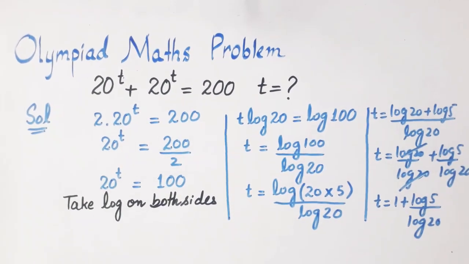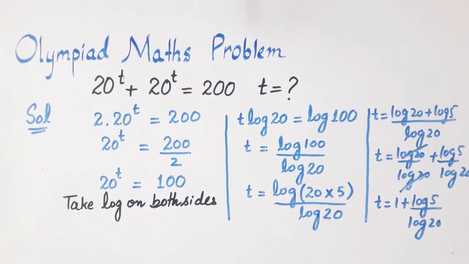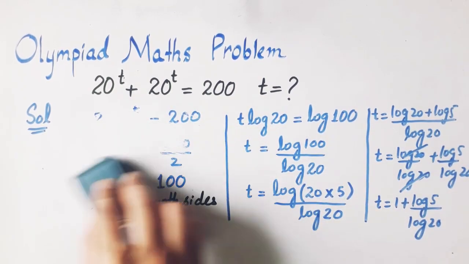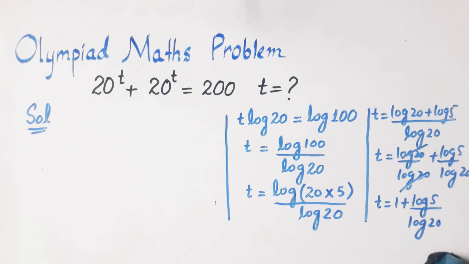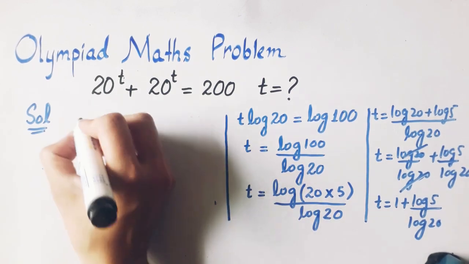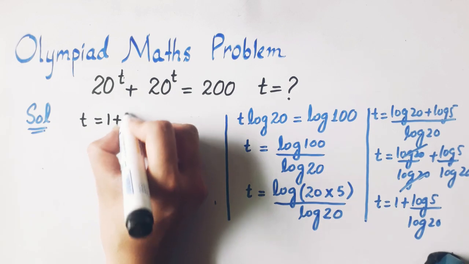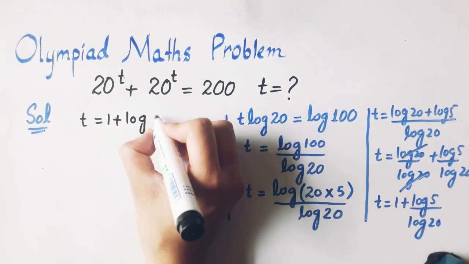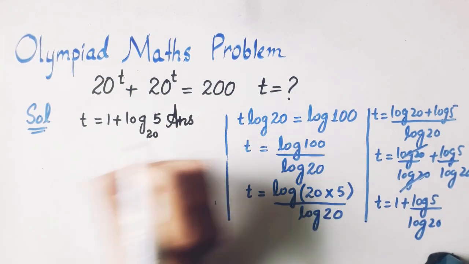Now we will solve this further. We will apply the change of base rule here. What will happen to this? We get the value of t, that will equal 1 plus log base 20 of 5. So this is the final answer.